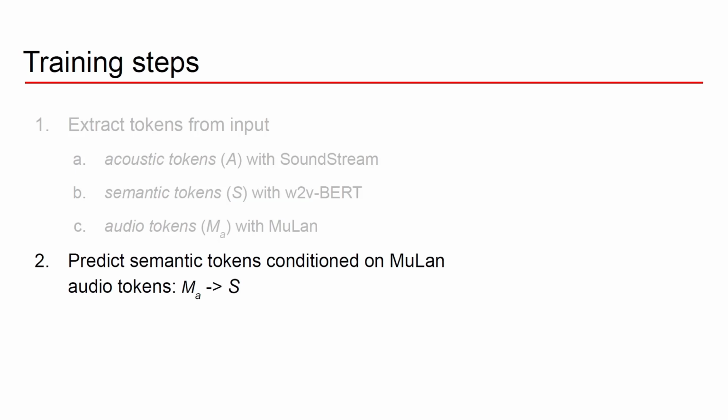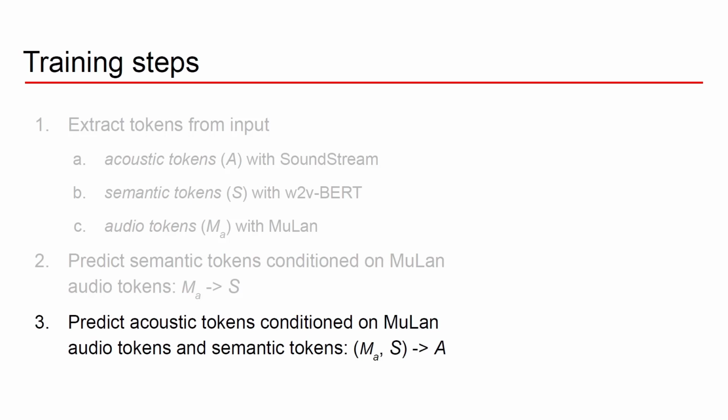Well, first of all, we're going to create a semantic model that predicts semantic tokens conditioned on MuLan audio tokens. The third step aims to predict acoustic tokens, that are the SoundStream tokens, conditioned on both MuLan audio tokens and the semantic tokens. This may feel a little bit abstract, so we'll go back to the architecture and see all of these steps in action there.